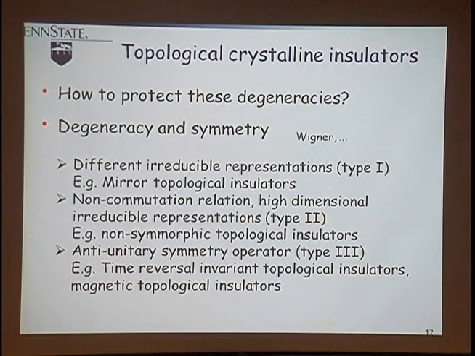In this case, we know there will be some high-dimensional irreducible representation, and this will also give you a topologically non-trivial surface state. And the third class is the anti-unitary symmetry operator. Of course, the best example is the time-reversal invariant topological insulator. Here, what we try to do is generalize it. We try to find that in some magnetic systems, with the magnetic crystalline symmetry group, there is also some combination of time-reversal symmetry and crystalline symmetry that will give you a protected surface state. Okay.